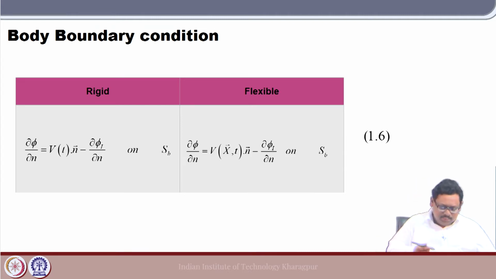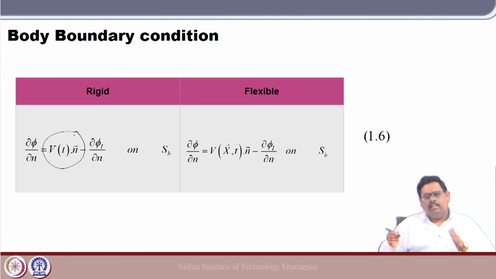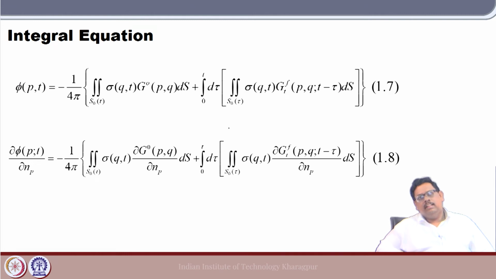Now, in case of a rigid body, as I said, it depends only on time, the velocity, not on space. However, in case of a flexible structure, it depends on space also. And this is the Green's function, the source potential or integral equation that we are going to use to get the solution for phi.